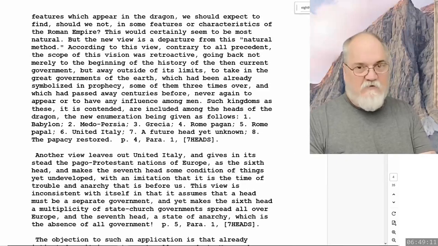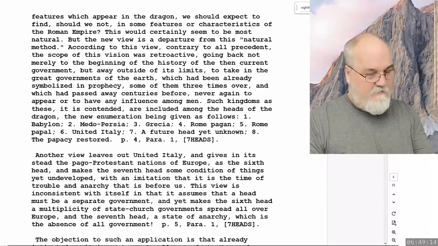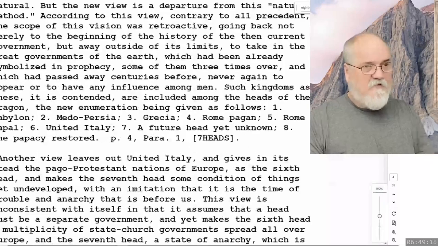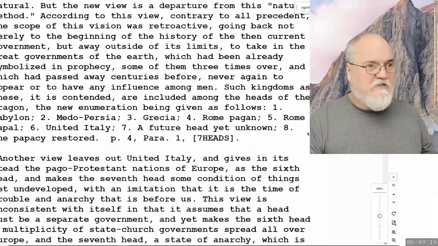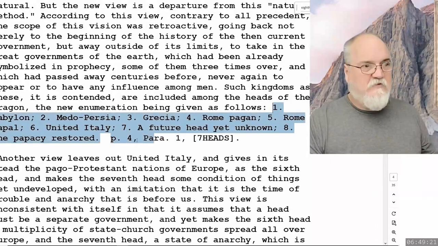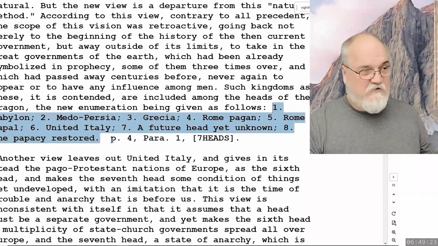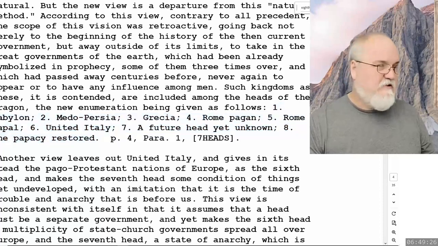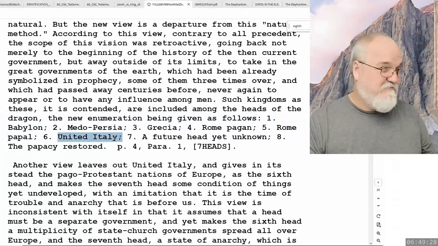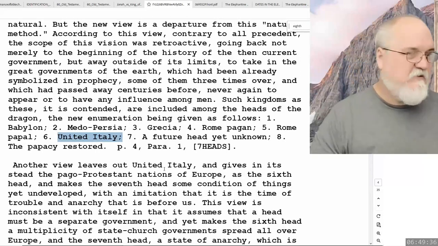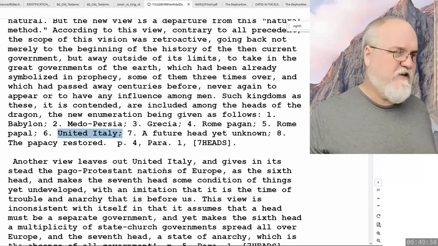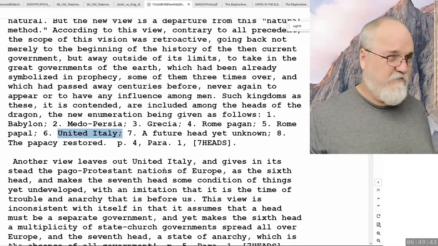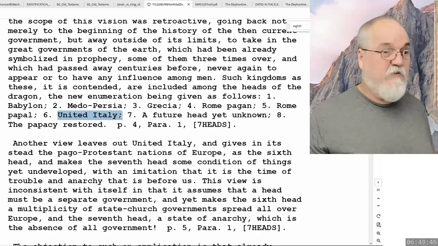The end of that paragraph there, you see where he talks about that. And I'm just making this bigger, so you can see that this view here is fairly similar to what we have understood. Now, obviously, a united Italy, right? We wouldn't have that. And so this is Revelation 17, of course, that they're talking about. He says another view leaves out united Italy and gives in its stead the pagan Protestant nations of Europe as the sixth head, right? So there's going to be different views.